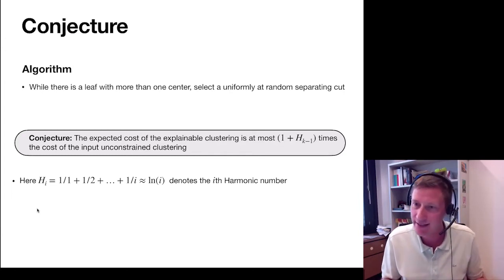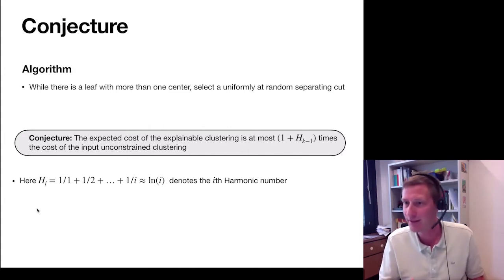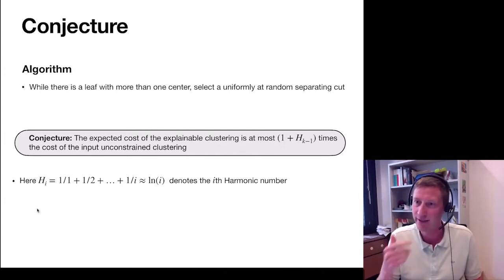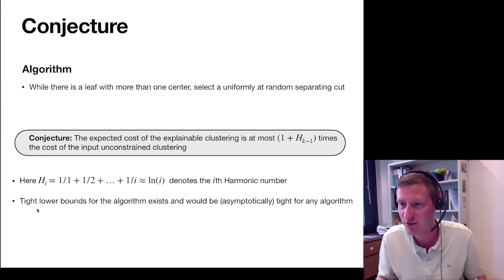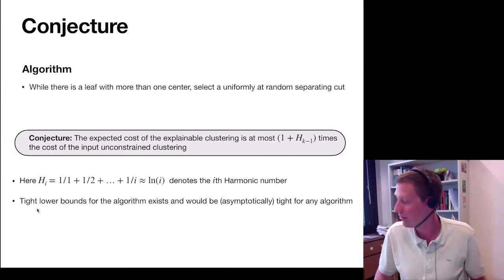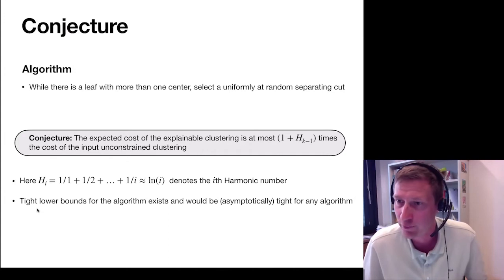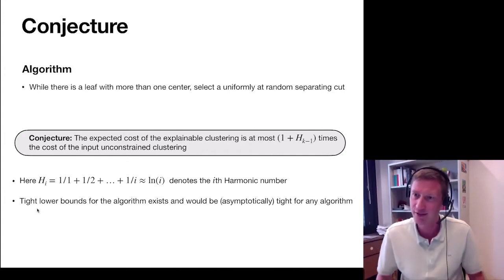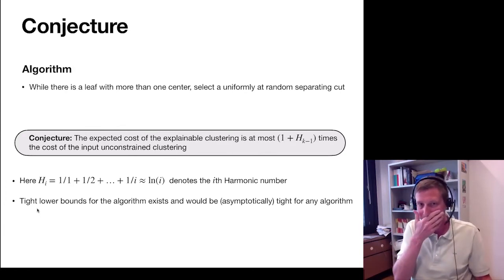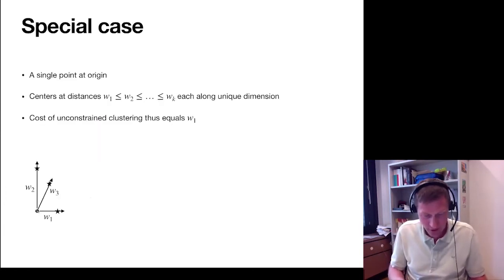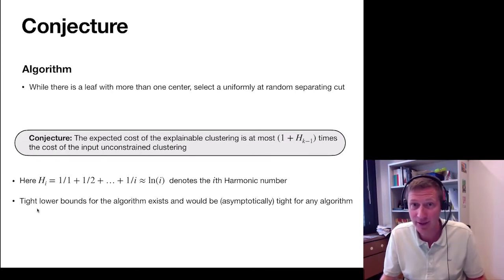And this would be tight because there are examples where this algorithm outputs clusterings that are 1 plus H_{k-1} more expensive than the reference clustering. And this would also be tight, at least up to small constants, with respect to what you could do for price of explainability. So this would basically solve the question with a nice guarantee if we could prove it. Okay. So maybe someone knows if it's false, I can stop.